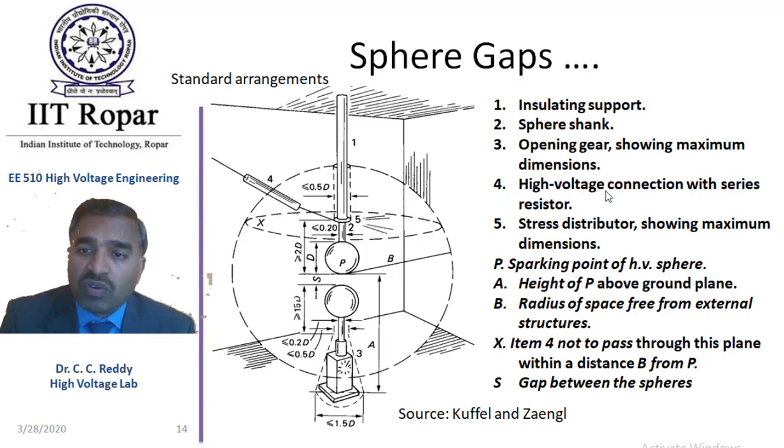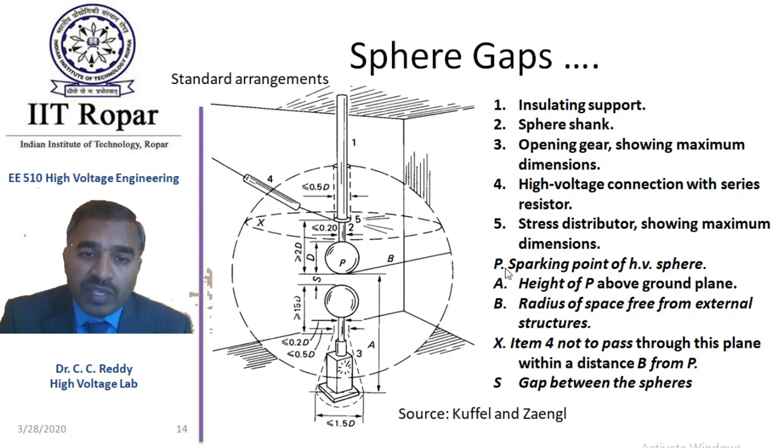And then number four, high voltage connection with a series resistor. So high voltage is to be connected here. You can see this is a series resistor, number 4. So this is the connection. Please remember, this is the roof and this is the insulating support. So high voltage is given like this, through this. And stress distributor showing maximum dimensions, number 5. So this is the stress distributor here. Its diameter is to be restricted to less than or equal to 0.5 D, half of the sphere diameter. It should not be more, otherwise flashover may occur from here. So that's why this diameter is limited to less than or equal to 0.5 D.